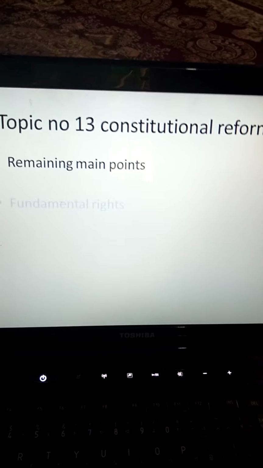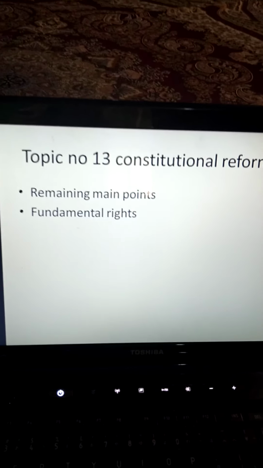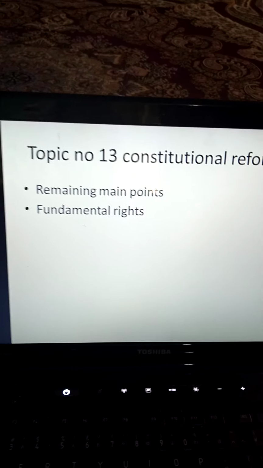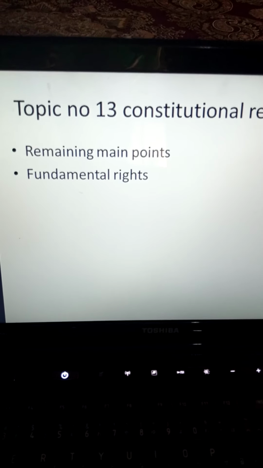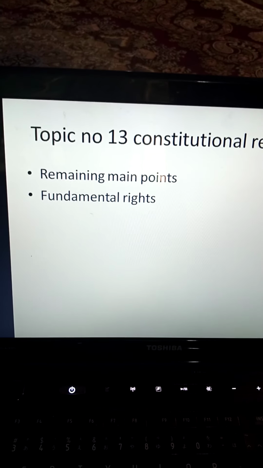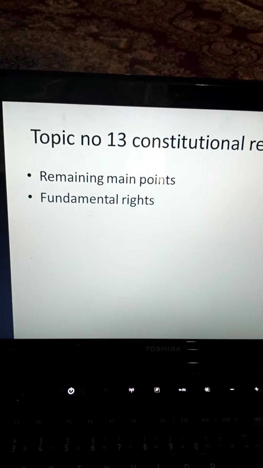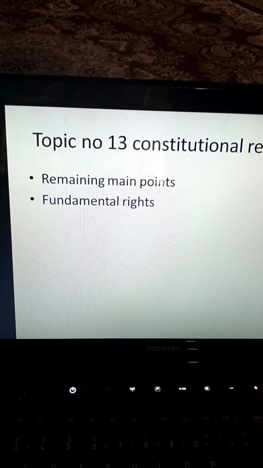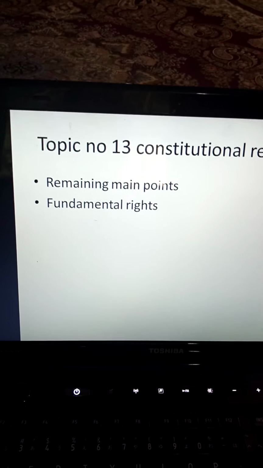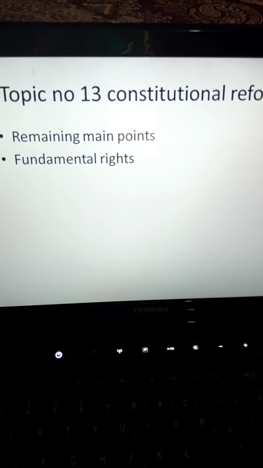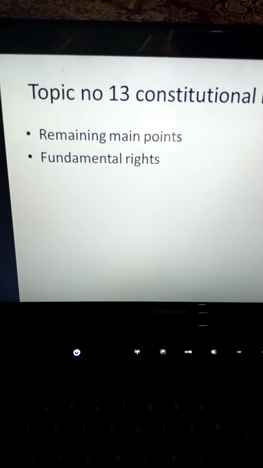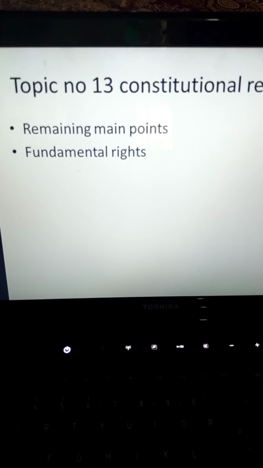and the next point is fundamental rights, basic rights. Fundamental rights mean basic rights. So the constitution ensures the fundamental rights to all the Pakistani citizens irrespective of their religion, ethnicity, or caste. The constitution also guarantees the rights of the minorities, not only the Muslims but also the people living in the country belonging to other religions. Their rights were also ensured by the constitution.